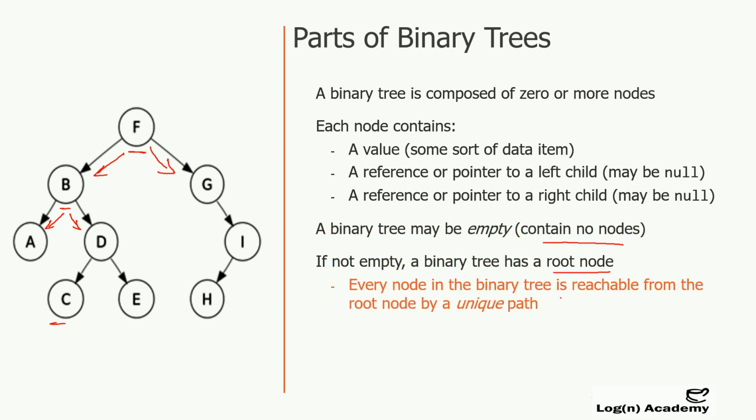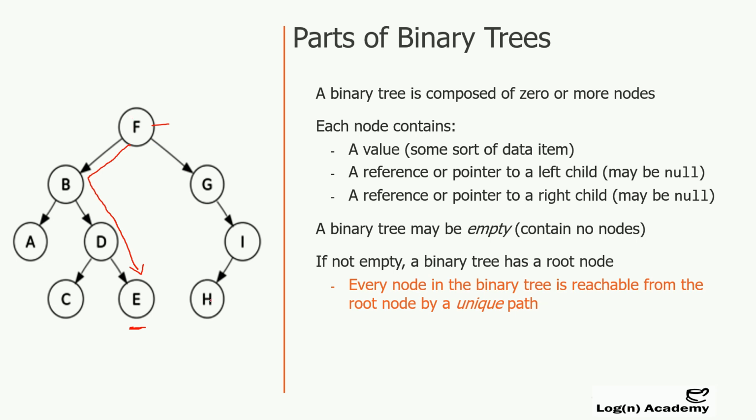Every node in the binary tree is reachable from the root node by a unique path. Now, what does it mean? Let's try to understand this. For example, if I have this example tree and I want to get to node E, I'll start from the root node. What path will I have to follow to get to E? From A I'll go to B, from B I'll go to D, and from D I'll reach E.